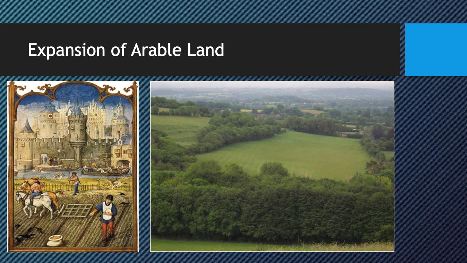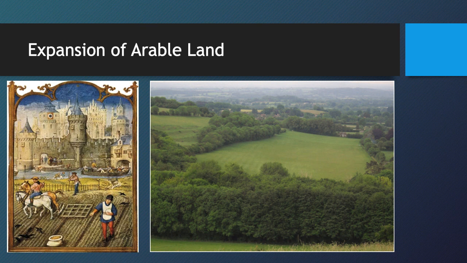So like elsewhere in China and in the Islamic world, the economic growth that Europe experiences in the High Middle Ages is going to be fueled by the expansion of agriculture and arable land. So this is a big cornerstone of economic development everywhere. You cannot have a thriving economy without an adequate food supply.